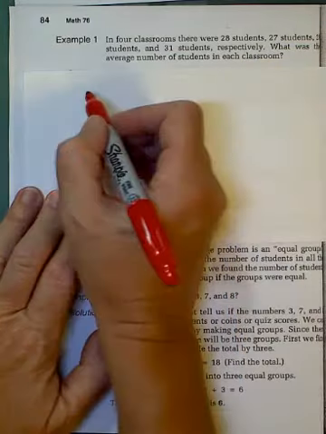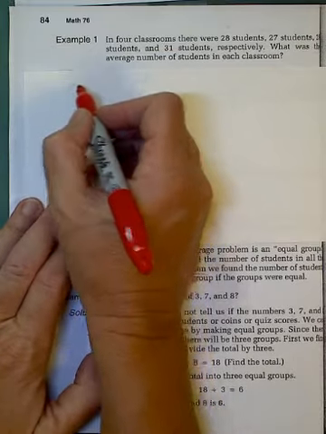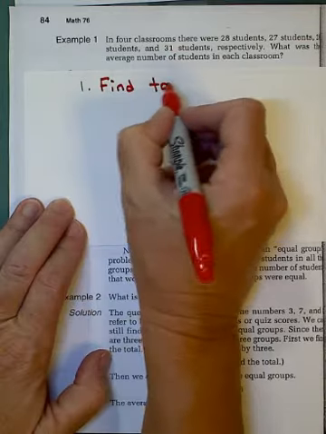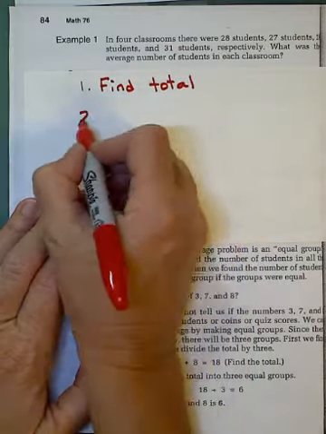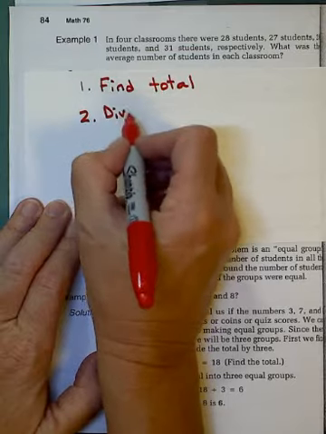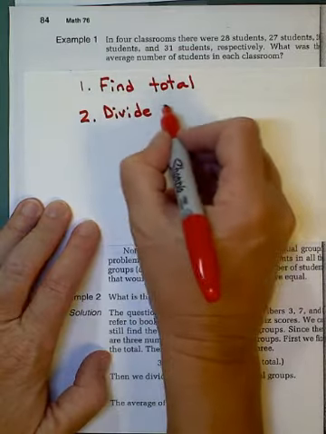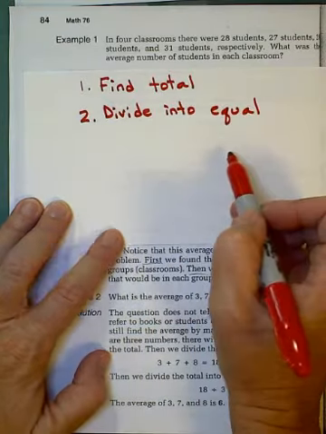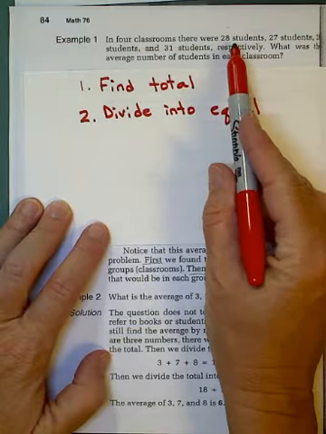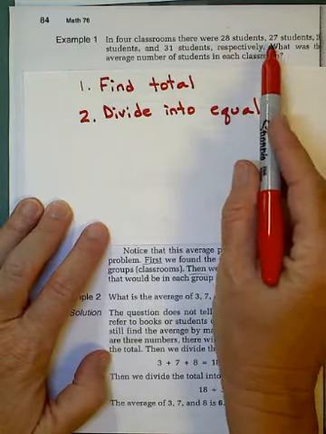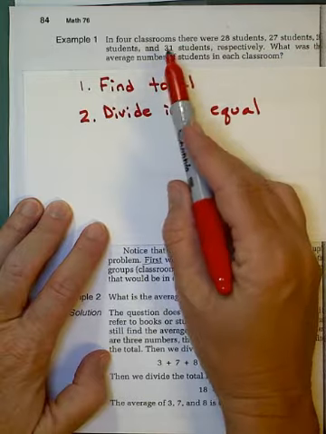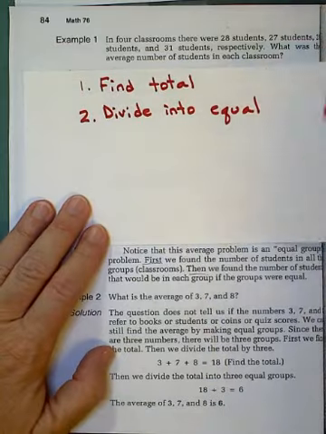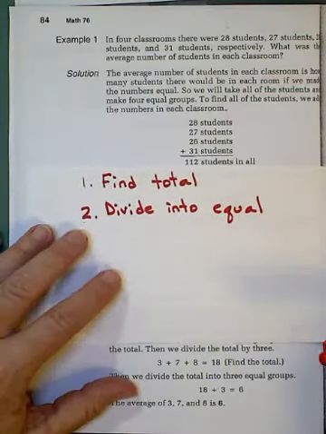Well, to find an average, we follow a few steps. Number 1, find the total. And number 2, divide into equal groups. In the case of this problem, we will find the total by adding 28 plus 27 plus 26 plus 31. And we see that the total number of students is 112.